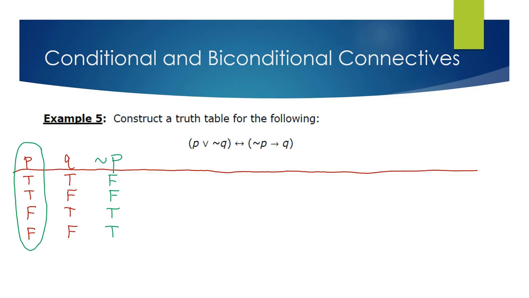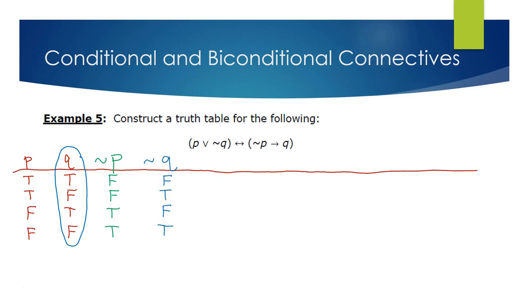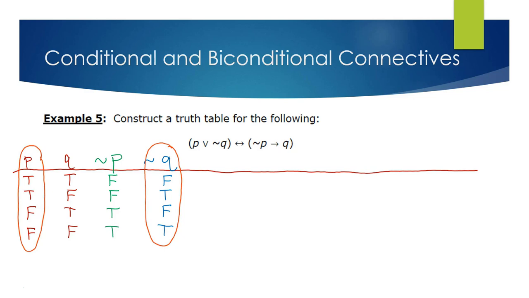I also see that not Q is part of it. So I'm going to look at this column here and I'm going to negate that to have the negation of that column. Now I want to start figuring out these pieces here. So first I have P or not Q. So I'm looking at these two.